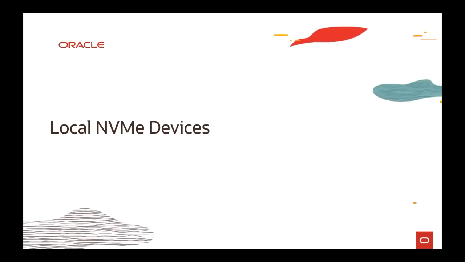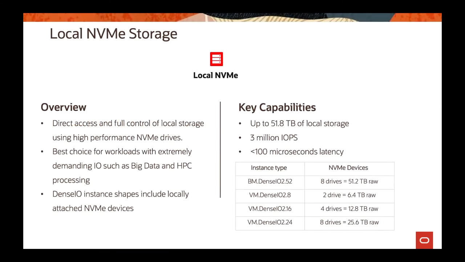So the first portion of this is local NVMe devices. We're going to talk about how we can use them, what options are available inside of OCI, and what kind of performance you can have with local NVMe as well. Local NVMe is available in OCI, based on the shape that you deploy. If you pick one of the dense I/O shapes, every shape called dense I/O will have a local NVMe device associated to it.